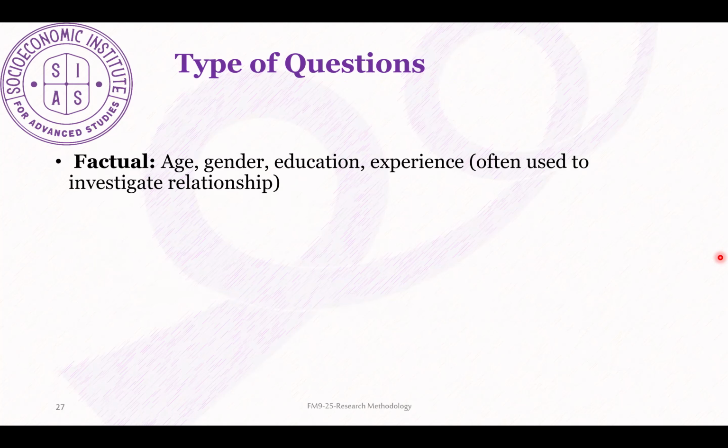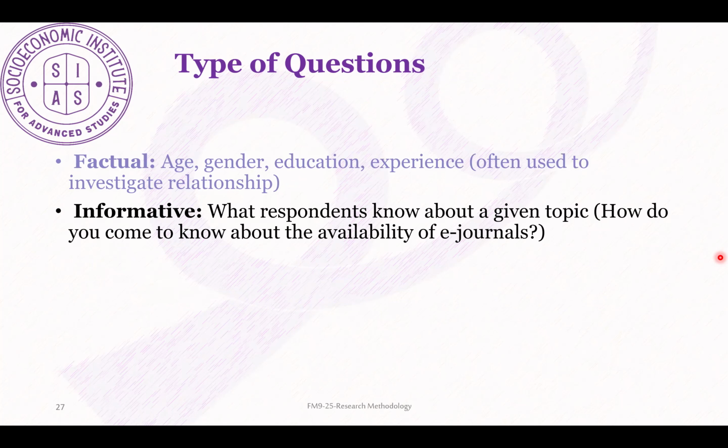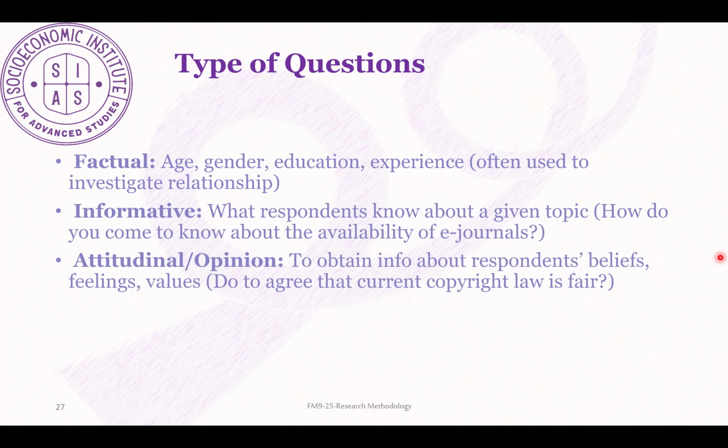There are types of questions that we focus on in research methodology. One is the factual, which is about age, gender, education, experience, and is often used to investigate relationships. Another type is informative: what respondents know about a given topic, for example, how they came to know about the availability of e-journals.